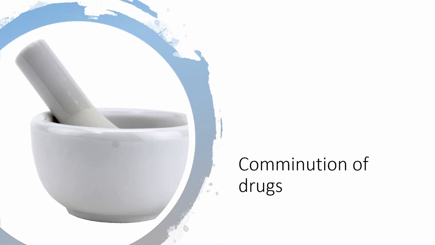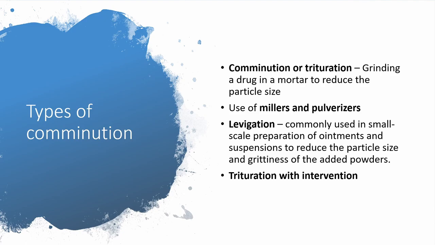So we have the next part, which is the comminution of drugs. When we say comminution, it is basically particle size reduction. So these are techniques on how to reduce particle size of powders and granules. So we have different methods and types of comminution.